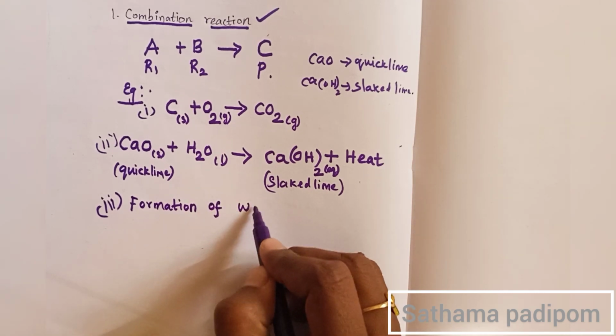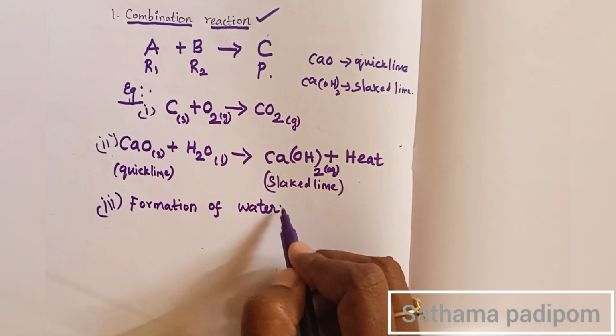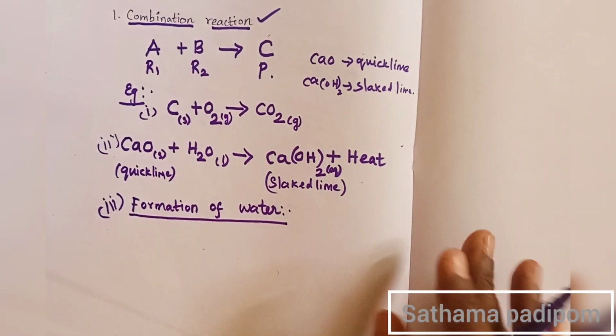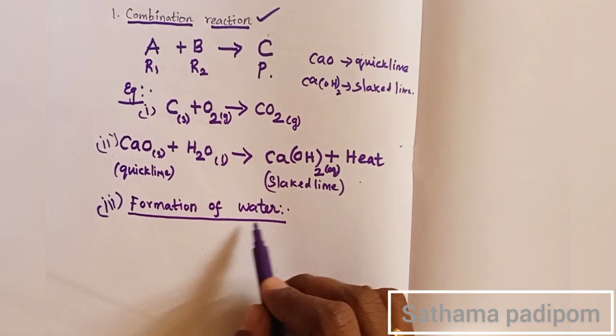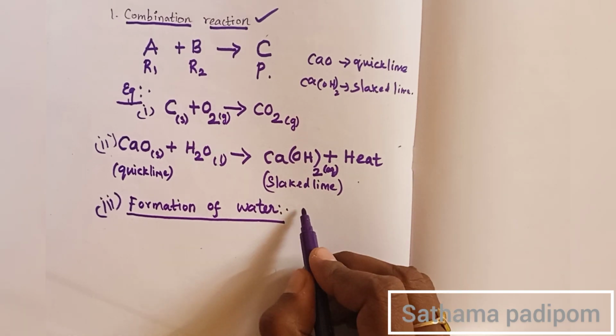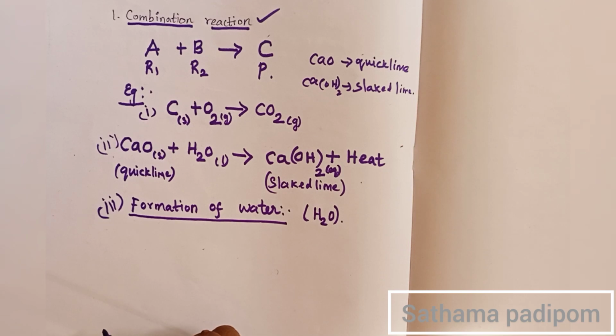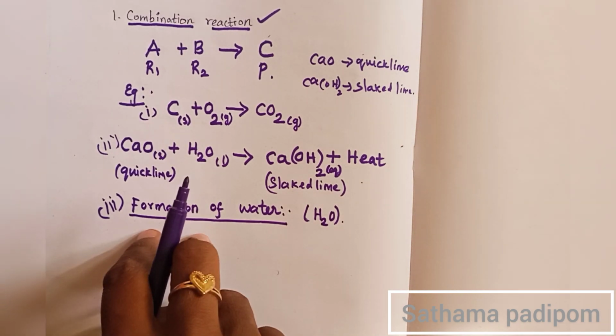Formation of water. Now, how will you write the equation for this? How will you prove this? This is the combination reaction. First, you have to know the chemical formula for water. It is H2O. So, what are the reactants you need here?